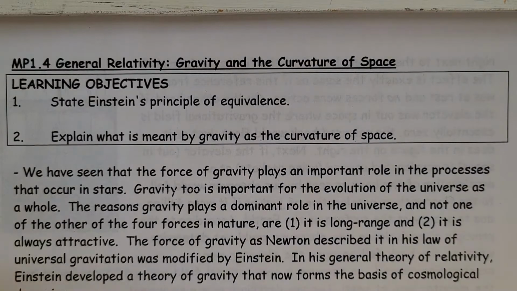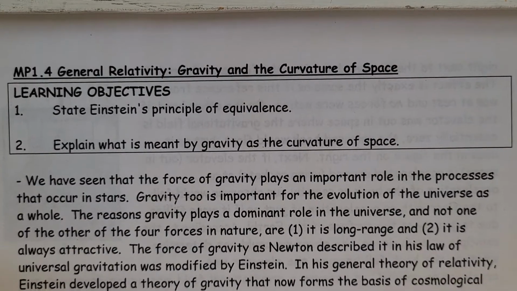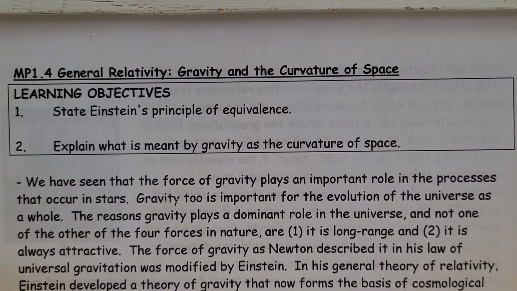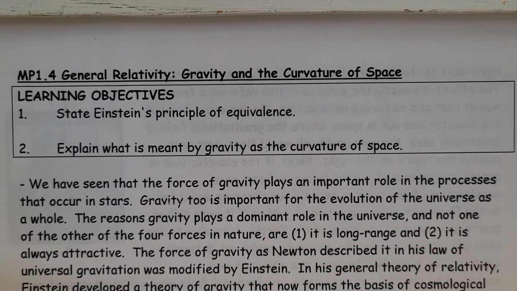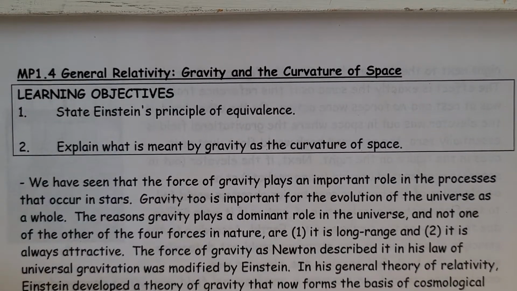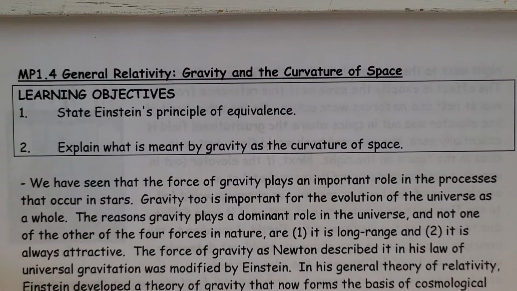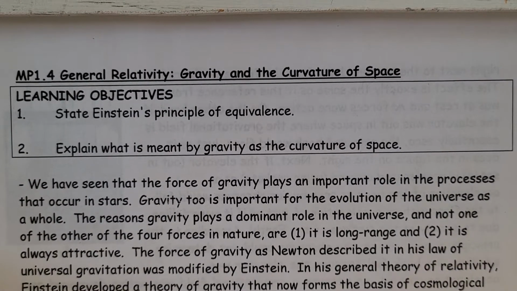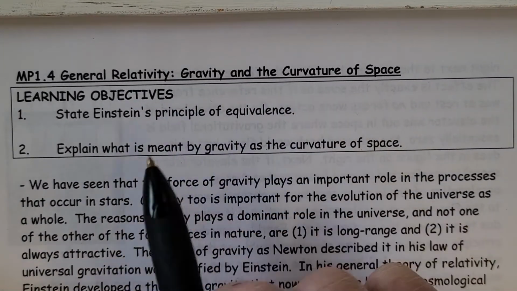Welcome back, Physics 30. So this is the MP1.4 section of the modern physics. And earlier we looked at special relativity, dealing with inertial reference frames, frames at rest, or frames moving at constant velocity. And I made mention of what if we have accelerating reference frames. So that's where the general theory of relativity comes into play, looking at gravity and the curvature of space.